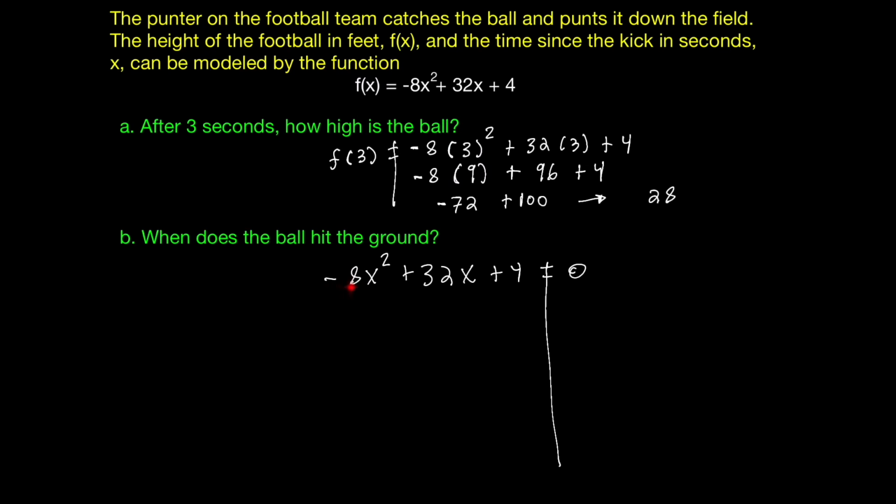Now notice that my leading coefficient is not 1, so I'm going to have to divide the entire equation by this value, which is negative 8. So I'm going to begin by dividing each term here by negative 8. And then these 8s are going to cancel out, leaving me with the x squared that I want. And then 32x divided by negative 8, that's going to be negative 4x. 4 divided by negative 8 is going to be negative 1/2. 0 divided by negative 8 is going to be 0.